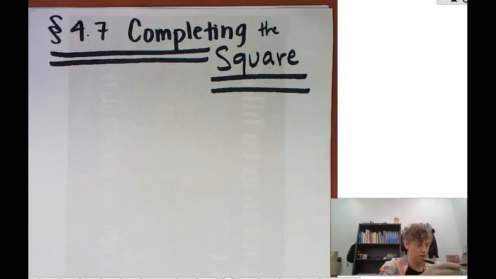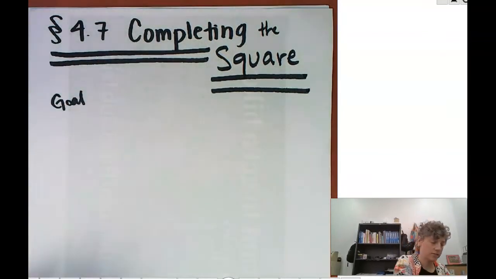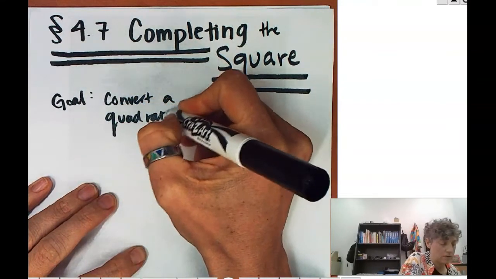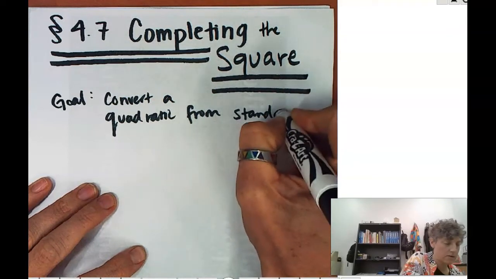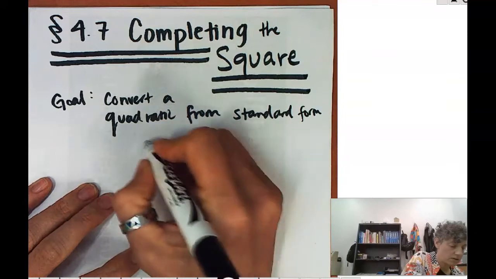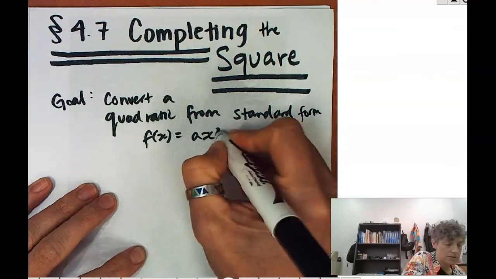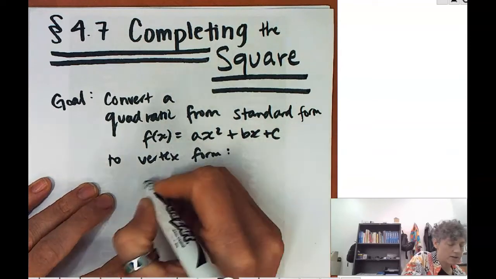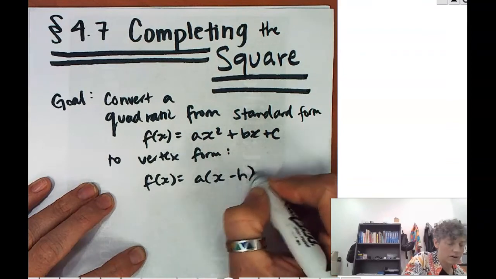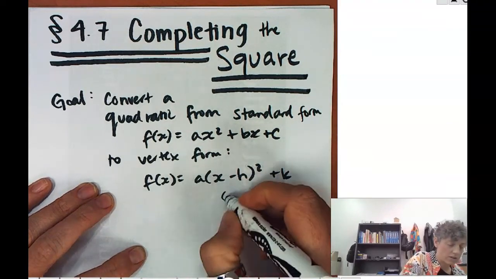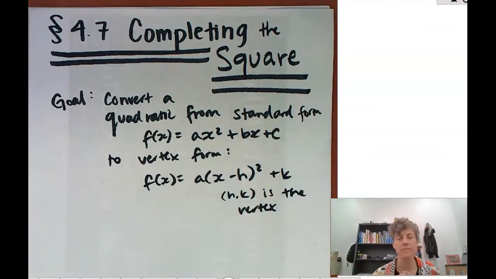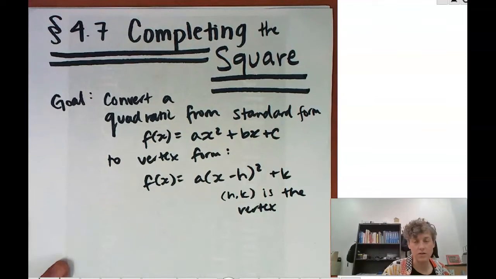All right, so our goal is going to be converting a quadratic from standard form, which was f of x equaled ax squared plus bx plus c, to vertex form, which was f of x equaled a times x minus h squared plus k, where h, k is the vertex.